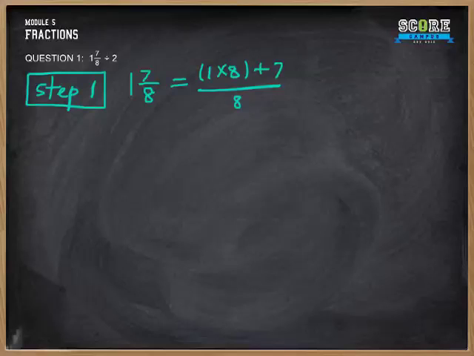You take the whole number of the mixed fraction, multiply it by the denominator, and then you add it to the numerator, and you get the improper fraction. Do the mathematics. What do you get? You get 15 over 8. Okay, step 1 is complete.